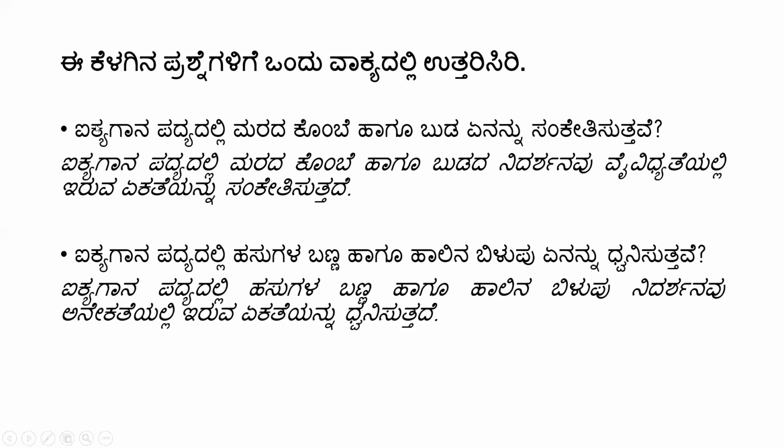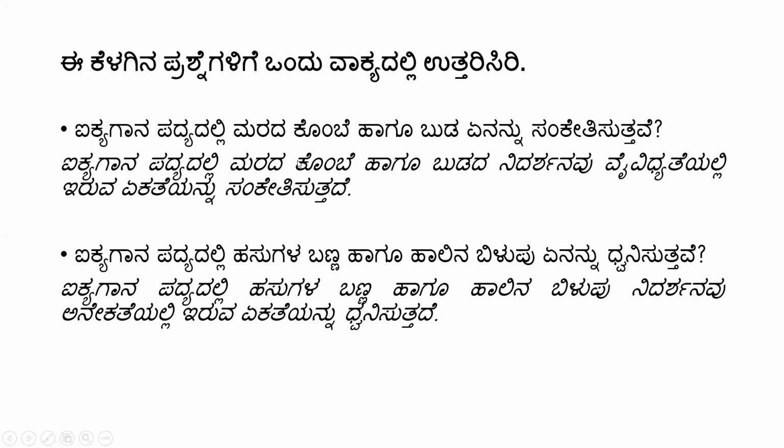First question, ಐಕ್ಯಗಾನ ಪದ್ಯದಲ್ಲಿ ಮರದ ಕೊಂಬೆ ಹಾಗೂ ಬುಡ ಏನನ್ನು ಸಂಕೇತಿಸುತ್ತದೆ? So what are they asking? In this poem Aikyagaana, what does sanketisutade mean? What does it indicate? Marada kombe is a branch of a tree. Buda is the root. What do the tree branches and the root indicate, is what the question means. What is the answer?